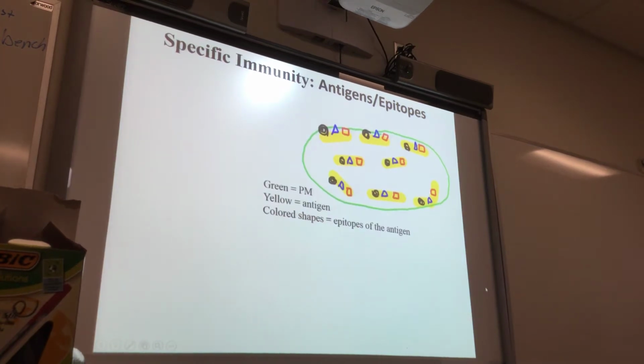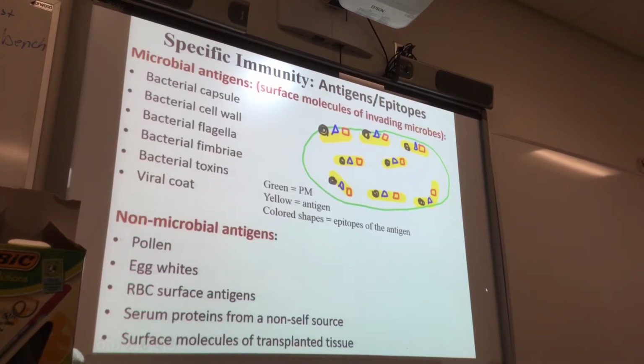Oh, here's my drawing. This will clear it up for you because my drawing is so amazing. So this green line is the PM, the plasma membrane. And then the yellow rectangle is the antigen, and then all these different shapes are the epitopes of the antigen. It doesn't look like I'm going to test you on any of this. You'll probably get all this in micro.